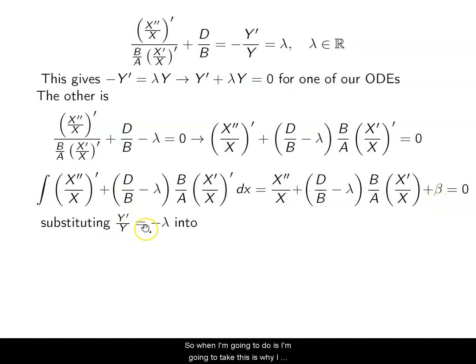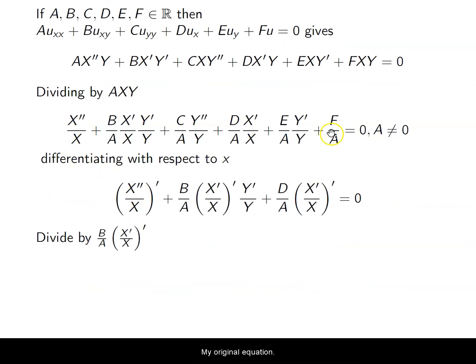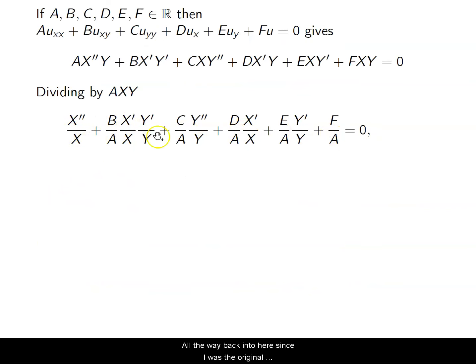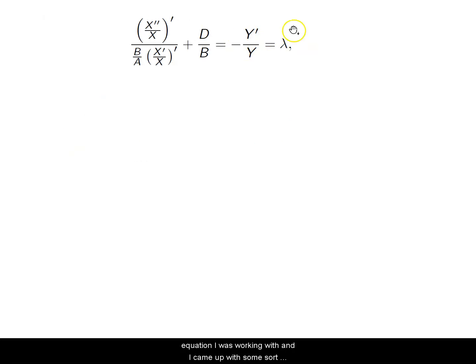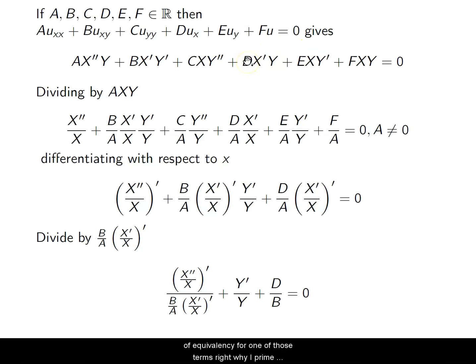So what I'm going to do is take this y prime over y equals negative lambda, that I got from up here, and I'm going to substitute that all the way back into my original equation here. I'm going to bring that all the way back into here, since that was the original equation that I was working with, and I came up with some sort of equivalency for one of those terms, y prime over y.